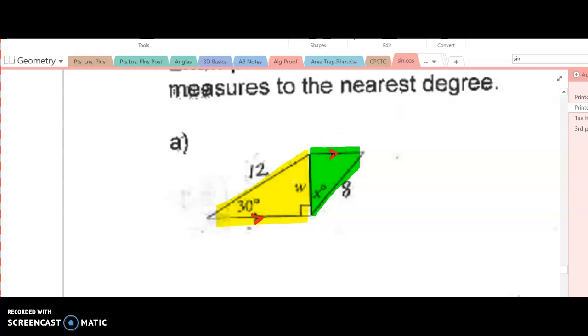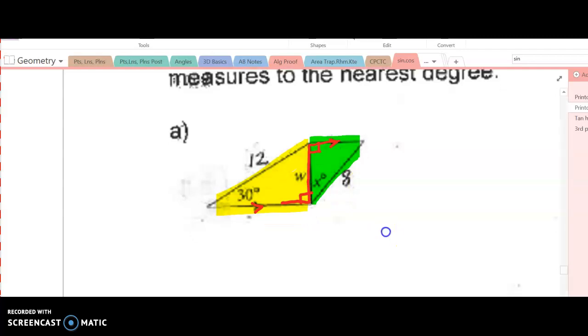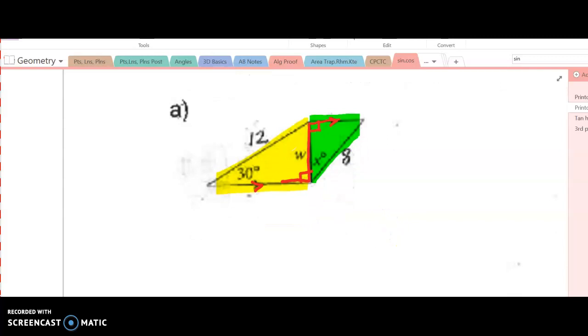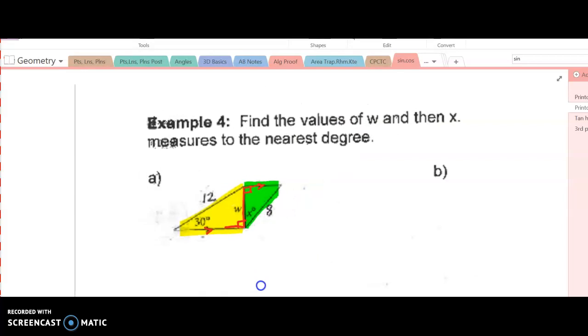Arrows mean parallel lines. They make us think about Z's, F's, staples, and crab claws. So I hope that you're noticing you have some alternate interior angles here, which would mean we have congruent 90-degree angles there. And we know that that's important because this strategy only works in right triangles. So we can now use sine, cosine, and tan on the green triangle as well.